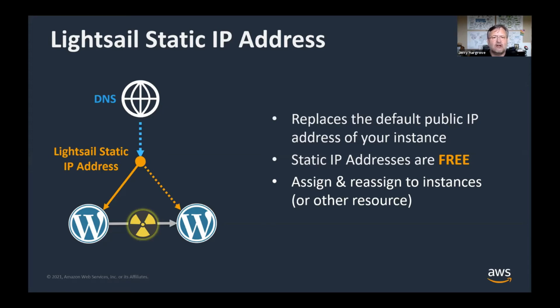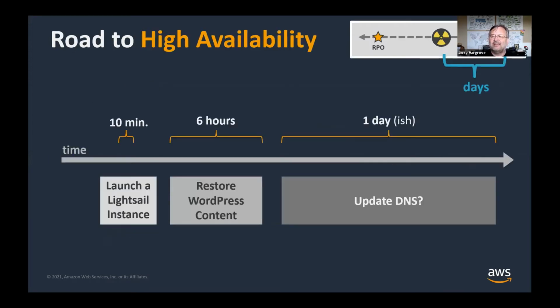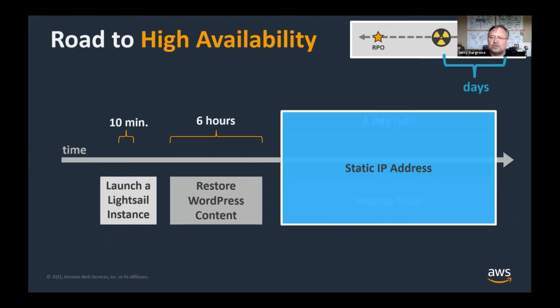So if we go back to our scorecard here and look at it, we use a static IP address to reduce the RTO from days where it is now to potentially hours, right? Just by using a single static IP address. So you no longer have to worry about DNS. And as I mentioned before, a static IP address on Lightsail is free. So you can do all of this fairly inexpensively, with no additional cost.